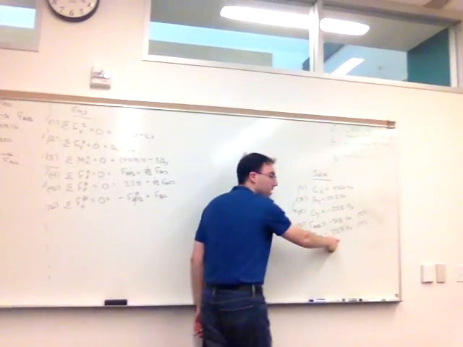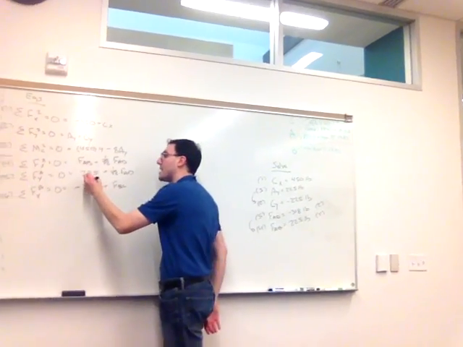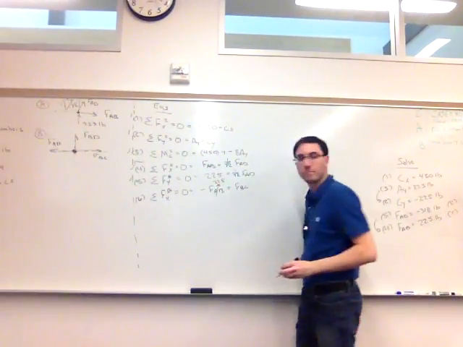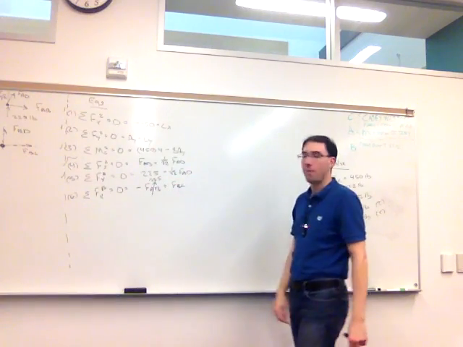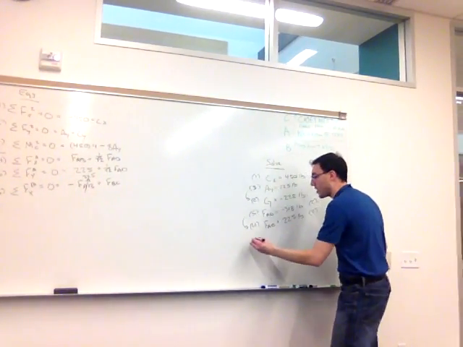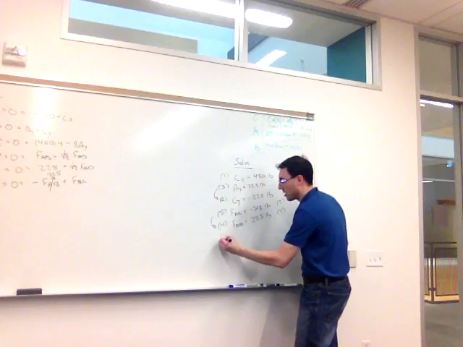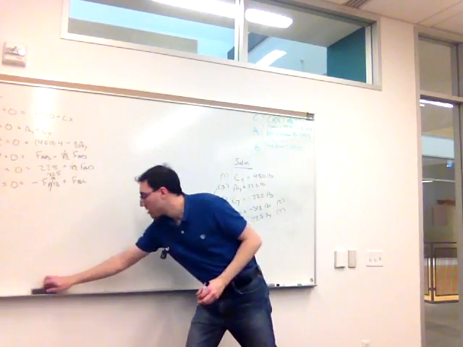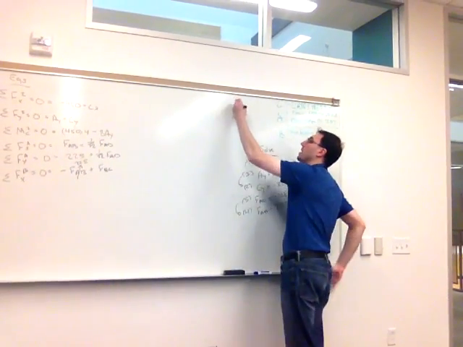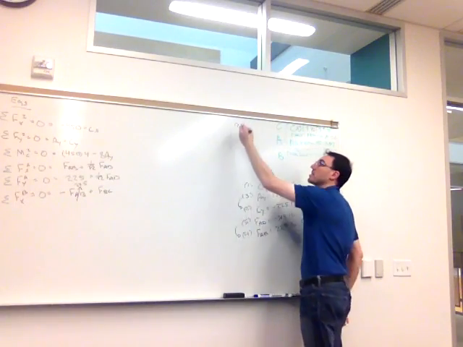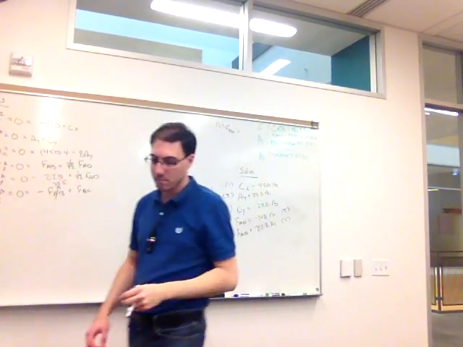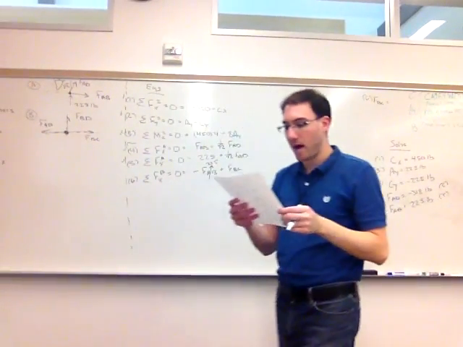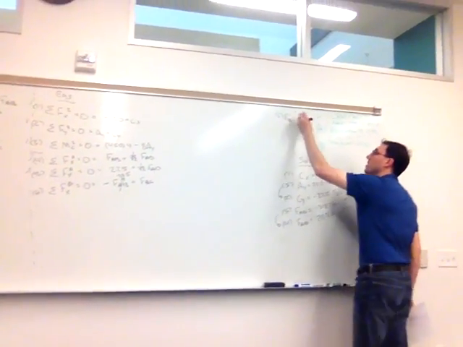I know its value is a positive 225. Now I plug that in here. So now in equation 6, I have negative 225 plus FBC. So using equation 6, I can solve for my one unknown, which is FBC. FBC is positive 225.